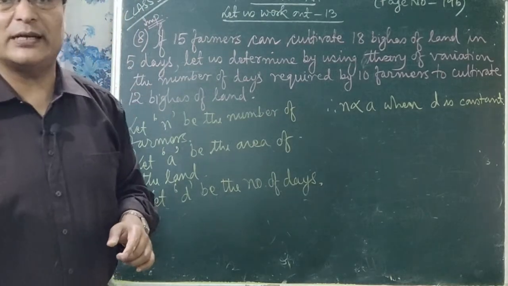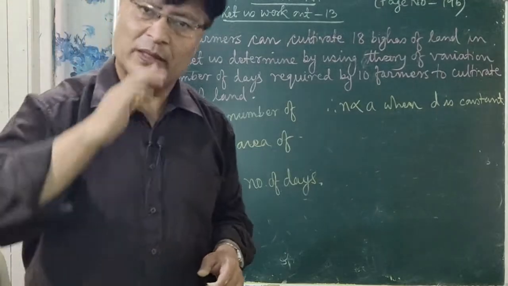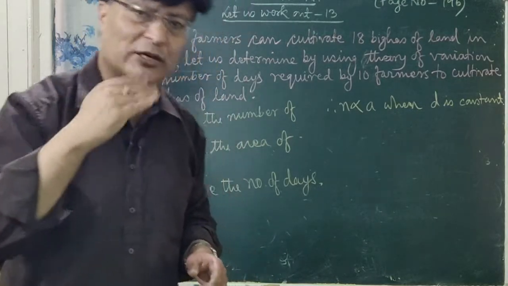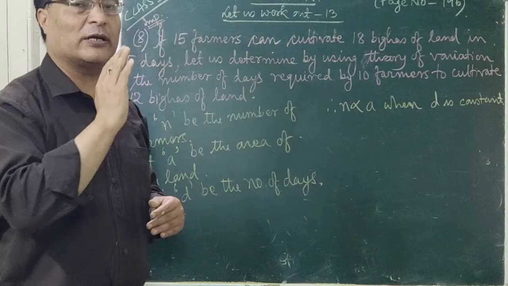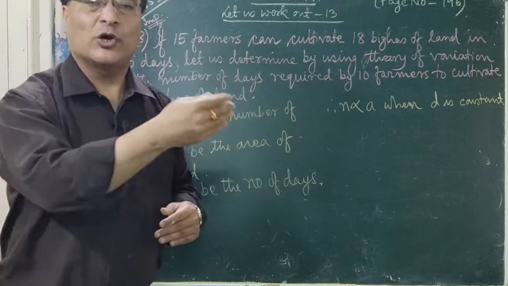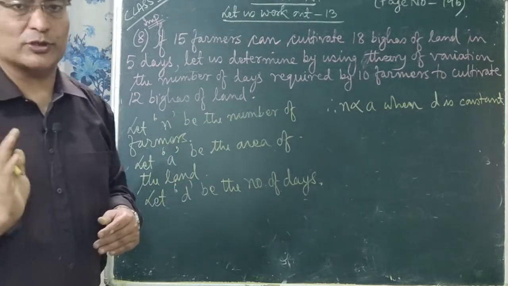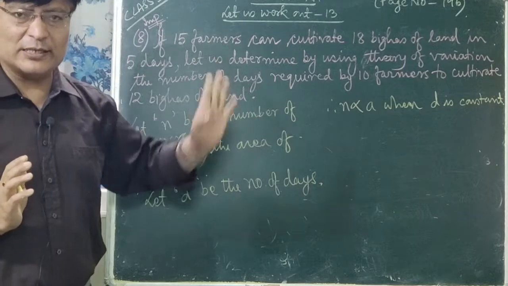N र A मा कसको रिलेसन छ? डाइरेक्ट भेरिएसन छ. बेसी बेसी कम्ती कम्ती. थुप्रो मान्छे मिलेर गरेको छ भने थुप्रो एरिया जोड्न सक्छ. कम्ती मान्छे छ भने कम्ती एरिया जोड्न सक्छ. When D is kept fixed, when D is constant.